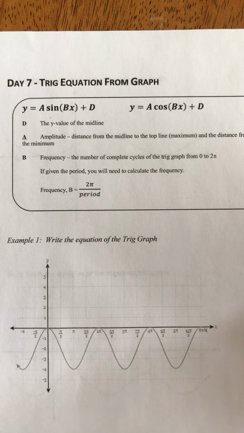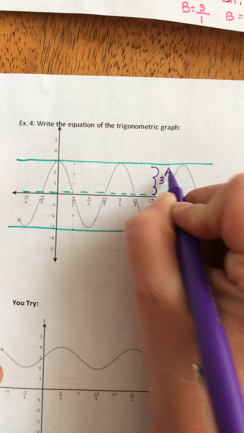So there's my top line, and there's my bottom line. First step to all of these: I need to find the middle between that top line and bottom line. 1, 2, 3, 4, 5, 6 squares. Half of 6 is 3. 1, 2, 3. So it's going to be right here on the x-axis. So my midline has the equation y equals, that has a y value of 0. That is my d value. The next thing is my amplitude. My amplitude goes 1, 2, 3. 1, 2, 3. So my a value is 3.